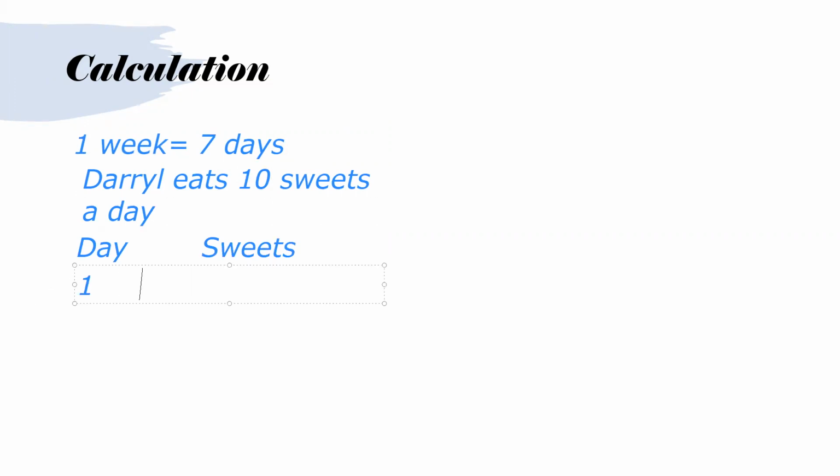Our given information is we eat 10 sweets in a day. So day is 1 and sweets is 10. And now we know that 1 week equals to 7 days. We can safely put the days at 7. So this will be 10 multiplied by 7, which can give us 70. Hooray, we have solved yet another question. Give yourself a pat on the back if you have done it yourself.